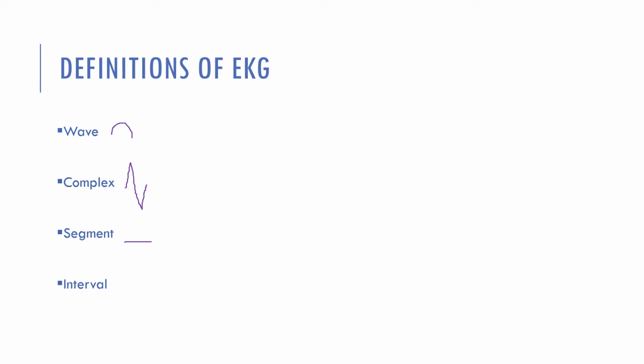An interval is a segment and a wave. Okay, so a segment and a wave. However it's going to be, you have your segments and you have your waves. So here are the different looks of what's going to be defined in your EKG.